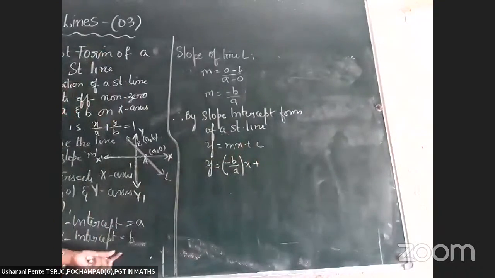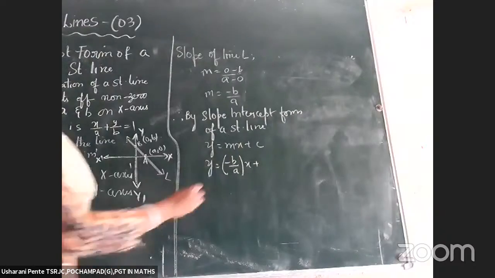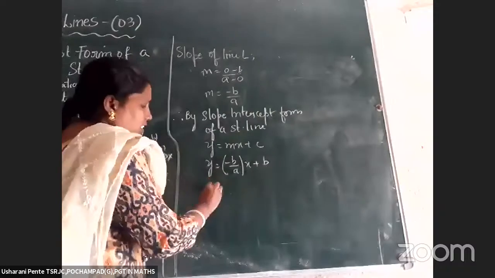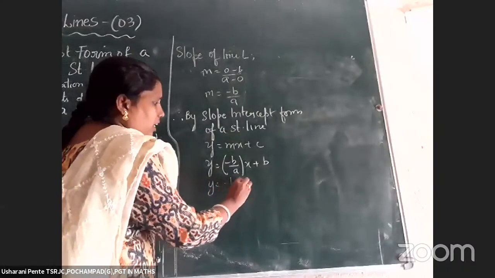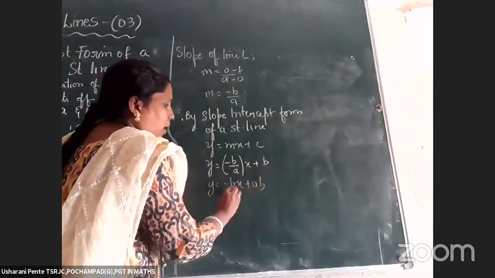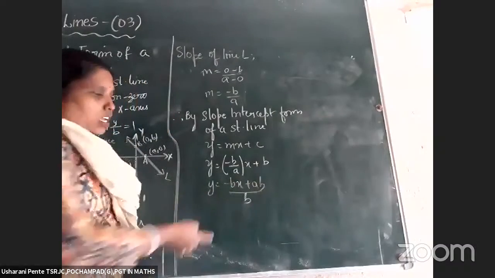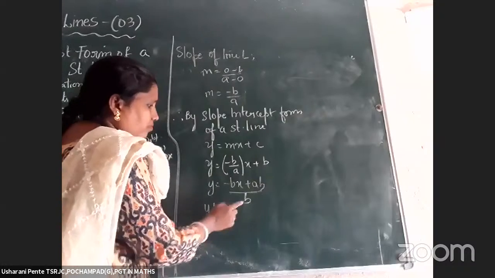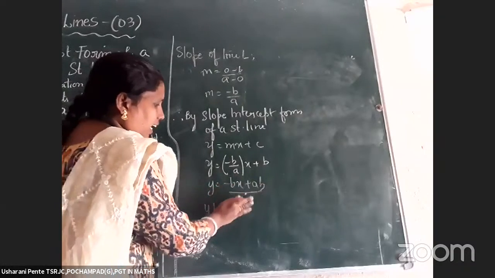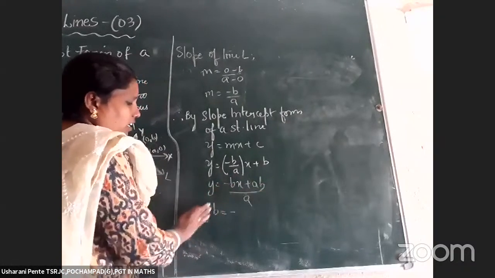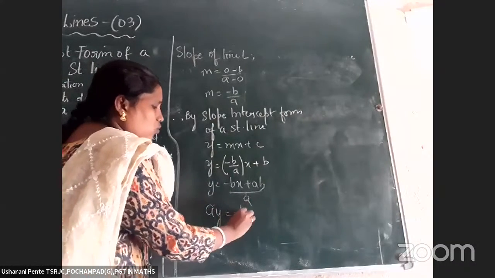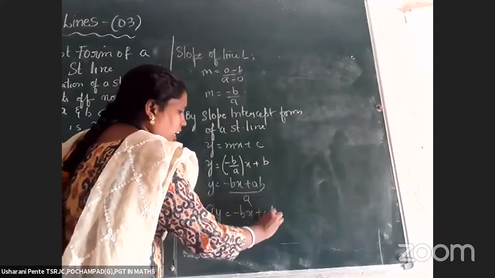What is the y-intercept? The y-intercept is nothing but the b. Therefore, I am substituting b over here. Now I need to take the LCM. y is equal to minus bx plus ab by a. Now by cross multiplication, a into y is equal to minus bx plus ab.